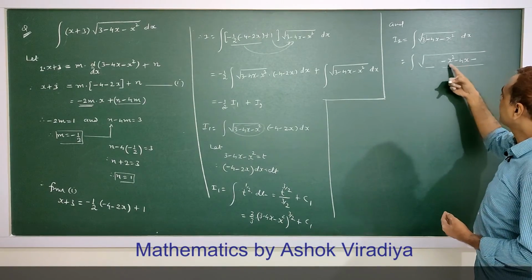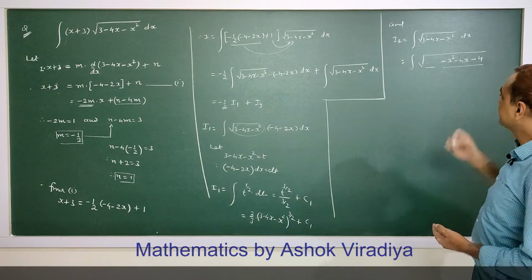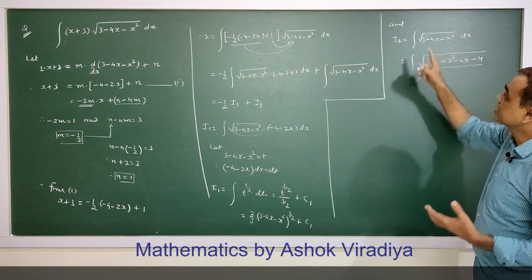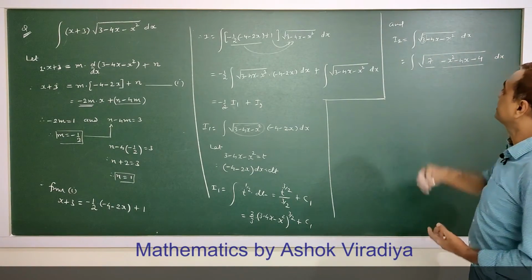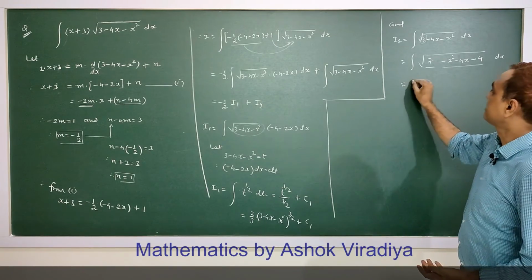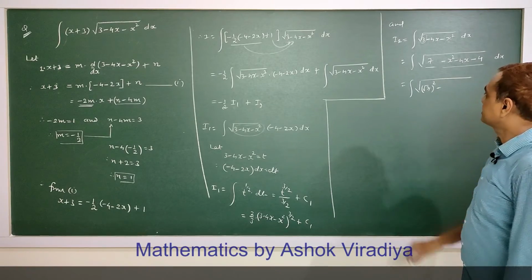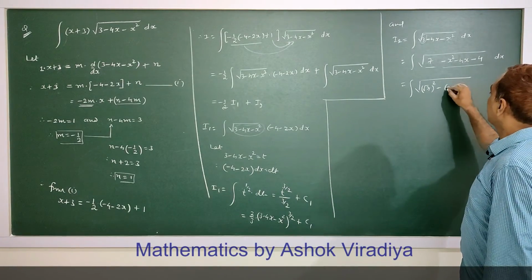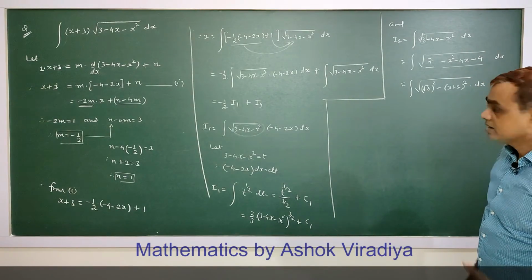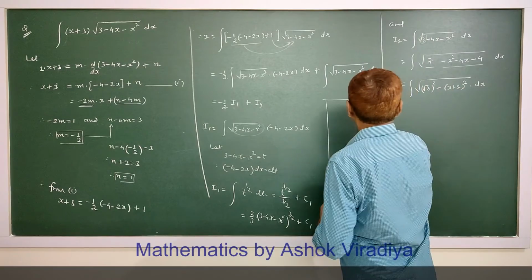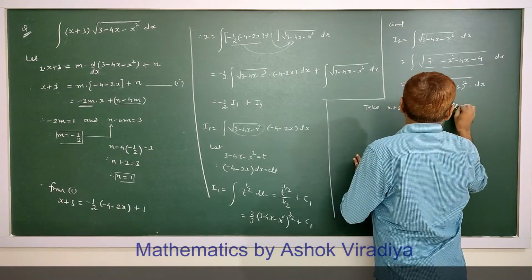Because this is negative, here the last number should be negative. And to make this a perfect square, the last number must be 4. So we have taken minus 4, but we have 3, so we should keep here 7. 7 minus 4 is 3. So this is the square root of root 7 square minus x plus 2 whole square. Now take x plus 2 as t, so dx is dt.